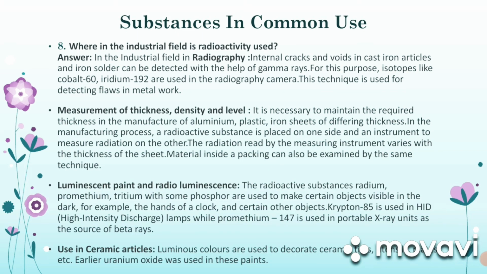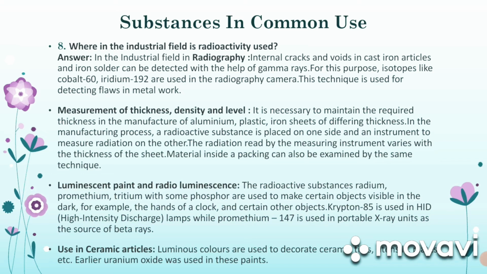Question 8. Where in the industrial field is radioactivity used? In the industrial field, in radiography, internal cracks and voids in cast iron articles and iron solder can be detected with the help of gamma rays. For this purpose, isotopes like cobalt-60, iridium-192 are used in the radiography camera. This technique is used for detecting flaws in metal work.